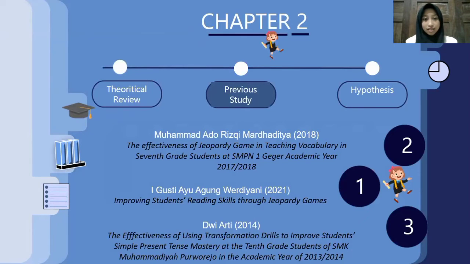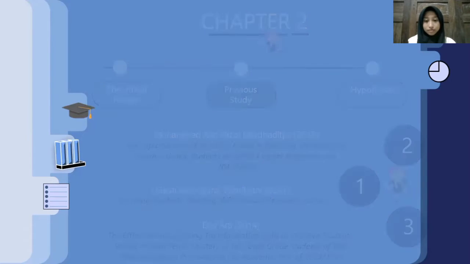Previous study. First, Muhammad Aduriski Mardaditya, 2018, with the title The Effectiveness of Jeopardy Game in Teaching Vocabulary in 7th grade students at SMP Negeri 1 Geger. Second, I Gusti Ayu Agung Werdiani, 2021, with the title Improving Students' Reading Skills Through Jeopardy Games. And the last, from Dwi Arti, 2014, with the title The Effectiveness of Using Transformation Drills to Improve Students' Simple Present Tense Mastery at the 10th grade students of SMK Muhammadiyah Purworejo.